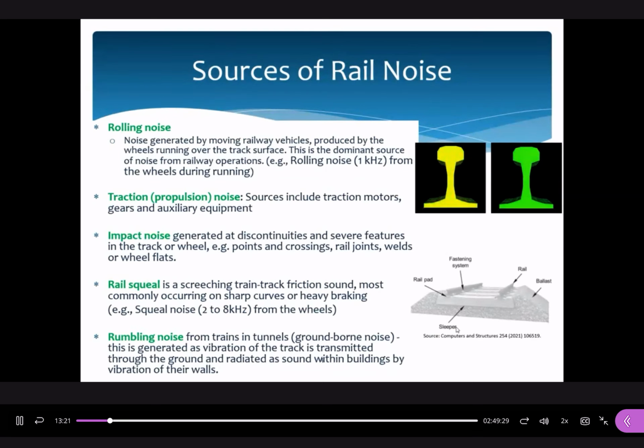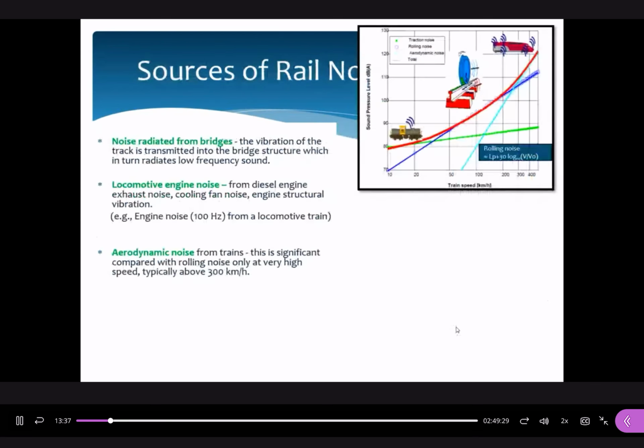This is an animation to show that under the dynamic effects of train vehicles, the rails could vibrate in two directions. The first one is the vertical direction, and the second one is the lateral direction. And noise radiated from bridges. The vibrations of the track are transmitted through bridges.